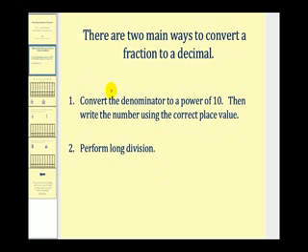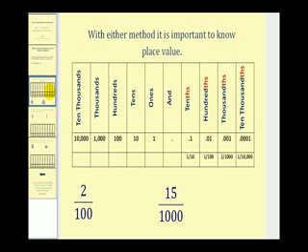Number 1, covered in this video, is to convert the denominator to a power of 10 and then write the number using the correct place value. And the second method, covered in part 2, is to perform long division. With either method, it's important to know place value.